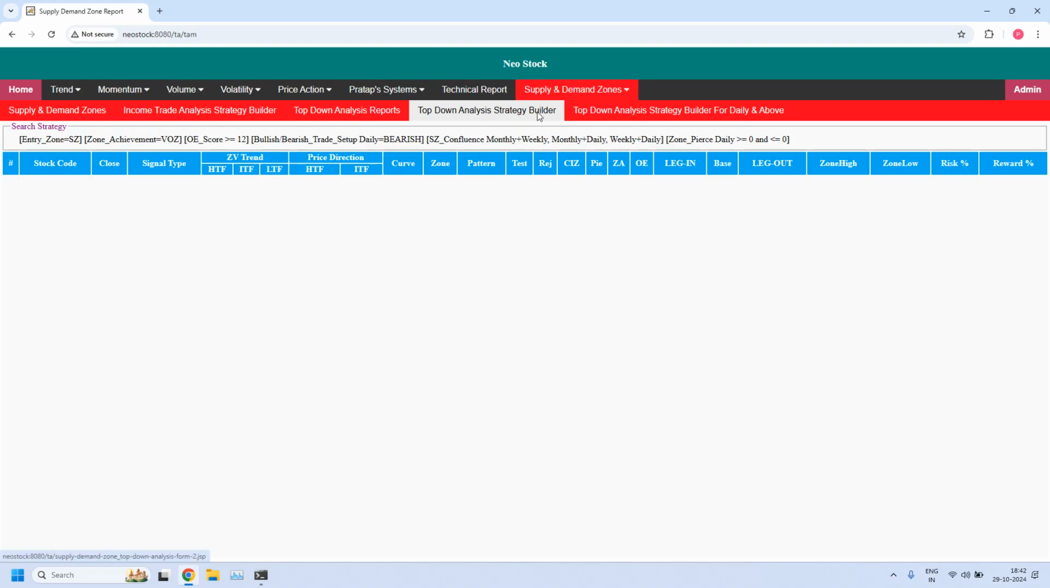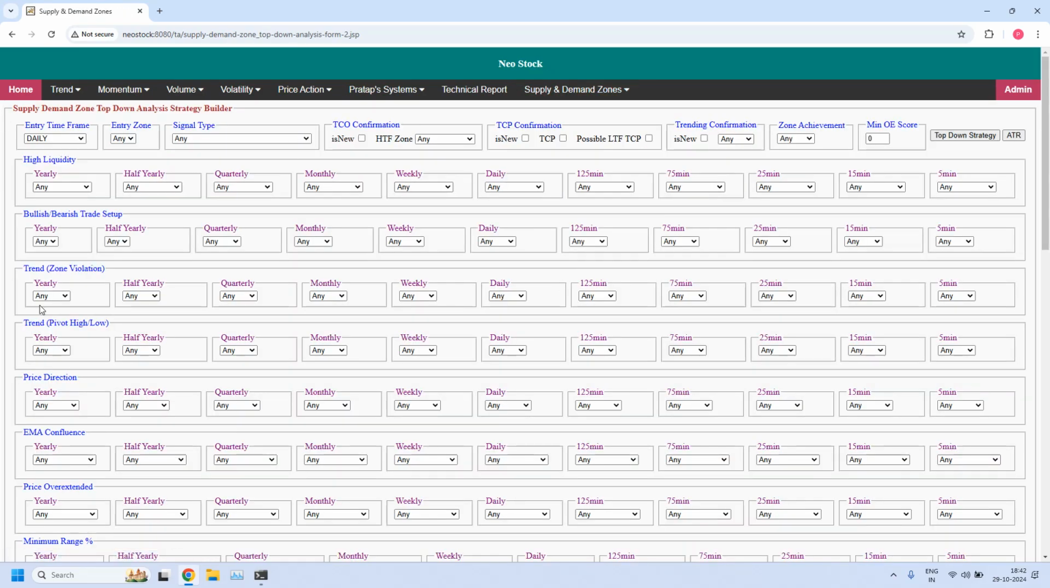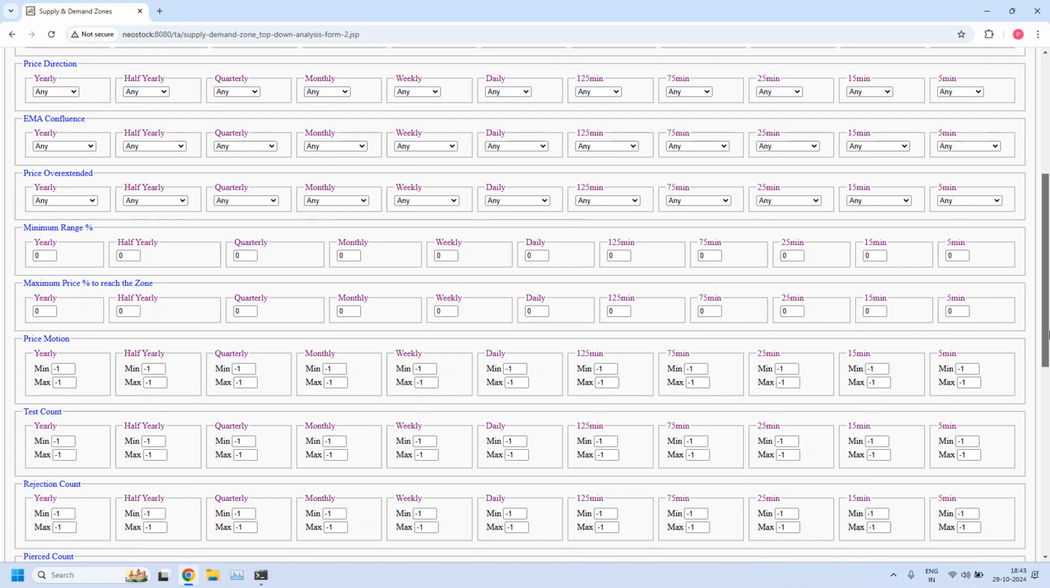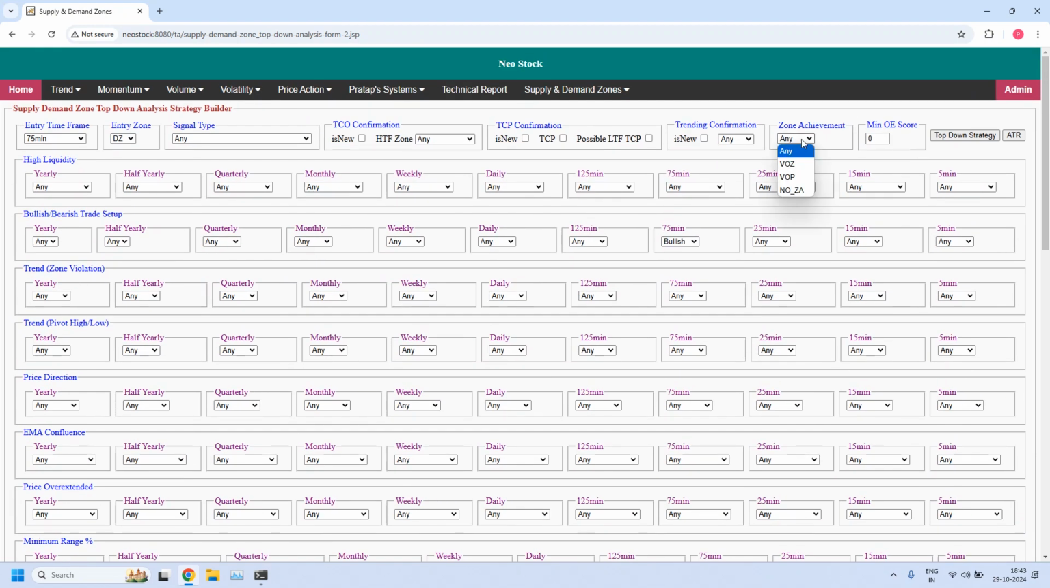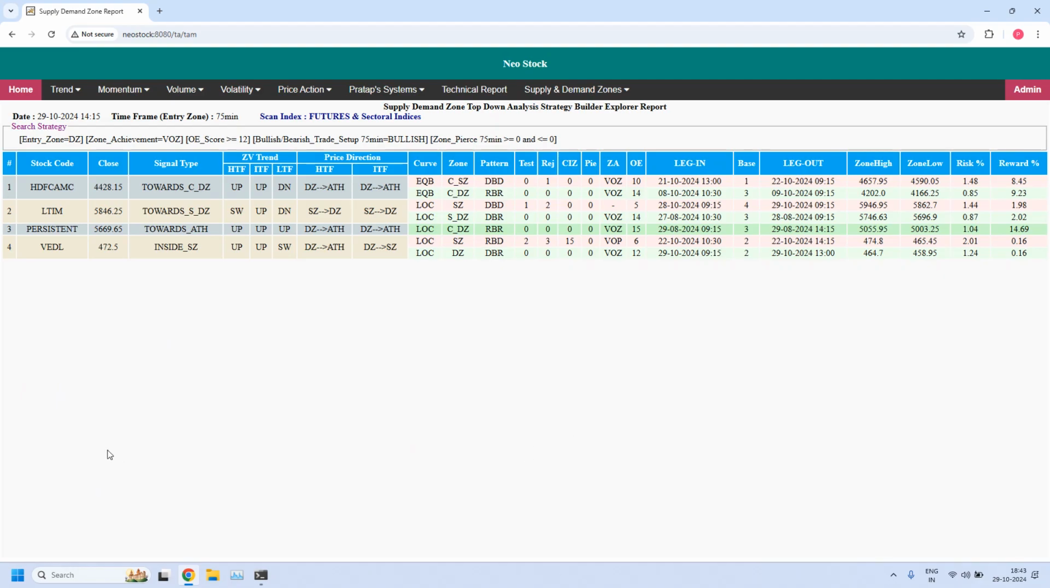Okay, next let us look for bullish trade setup for weekly income trade, that is entry time frame 75 minutes, entry zone demand zone. Bullish or bearish trade setup at 75 minutes, I am selecting bullish, and this 75 minutes demand zone should not be pierced. So in the pierced count at 75 minutes time frame, I am setting minimum value 0, maximum value 0, zone achievement violated opposing zone, minimum odd enhancer score 12. All the 3 filters are applied to the 75 minutes demand zone. Let's verify. We got 4 stocks.